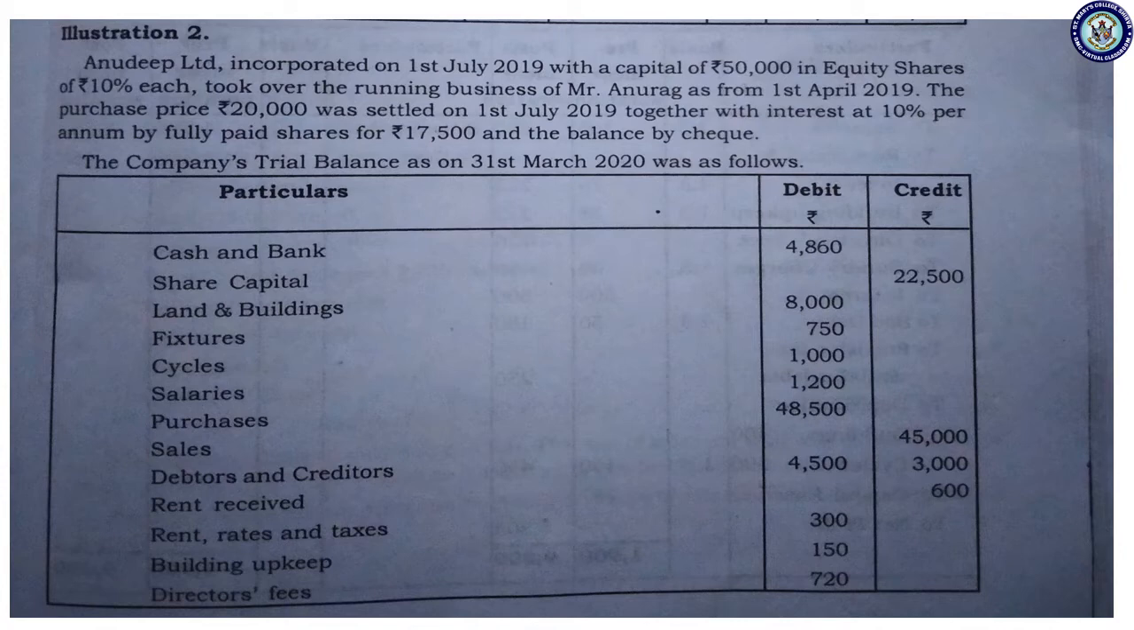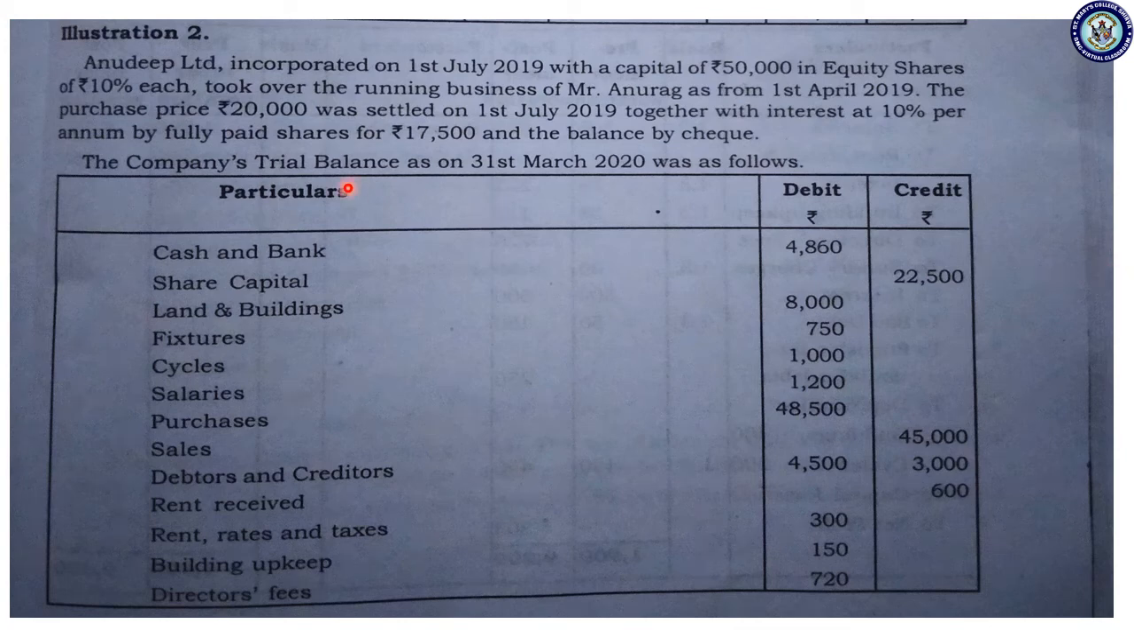Okay, now Anudeep Limited incorporated on 1st July 2019 with the capital of 50,000 in equity shares of rupees 10 each, took over the running business of Mr. Anurag as from 1st April 2019. The purchase price was 20,000, settled on 1st July together with interest of 10% per annum by fully paid shares of 17,500 and the balance by cheque.